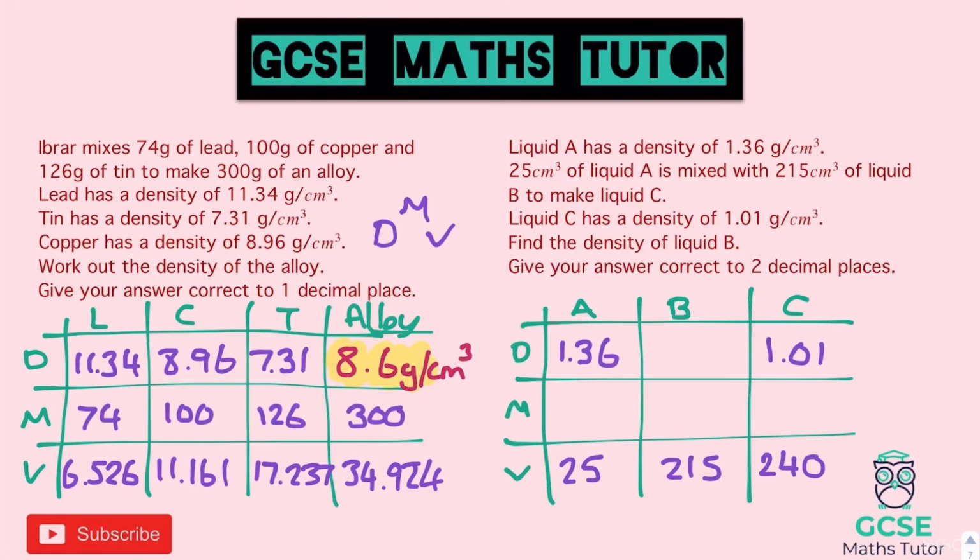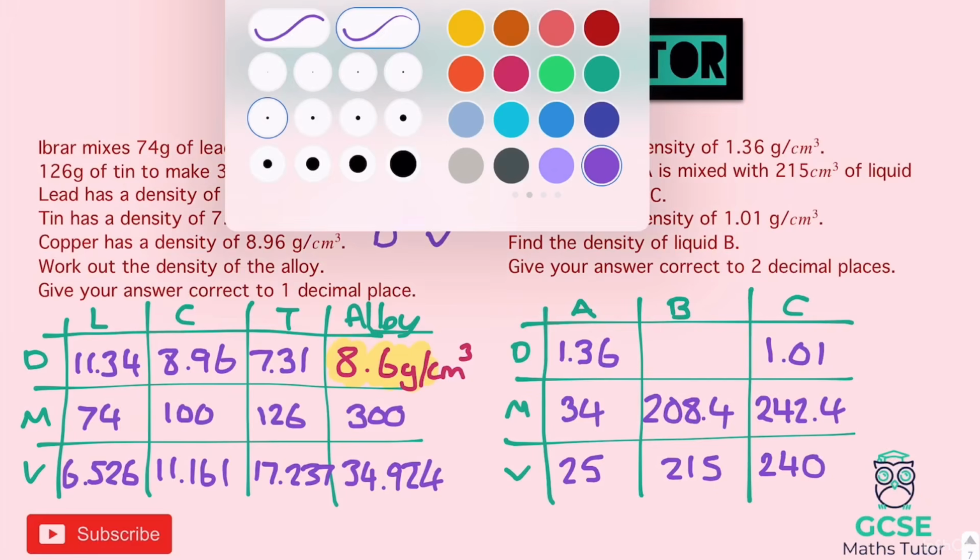So we can get the mass of both of these. Mass is density times volume, so 25 times the 1.36 gives us 34 for the mass of A. We've got 240 times the 1.01, and that gives us 242.4 for the mass of C. Now we can work out the mass of B by taking those away, going back to one of the previous ingredients. So take away 34, gives us 208.4. There we go.